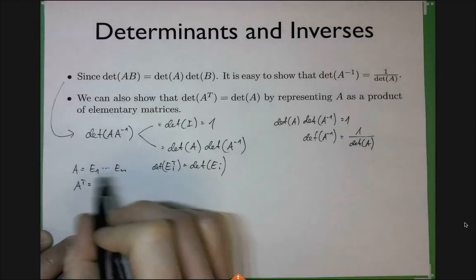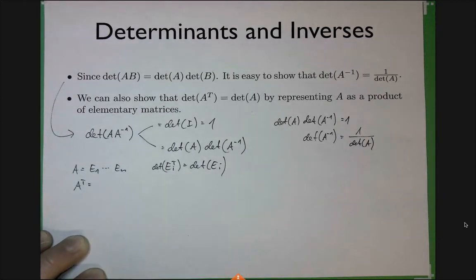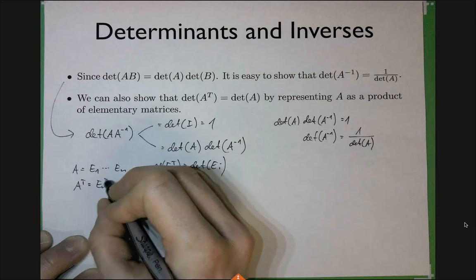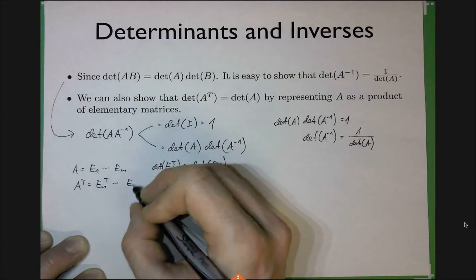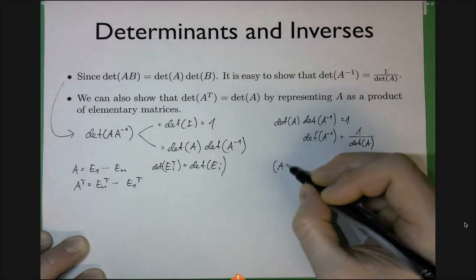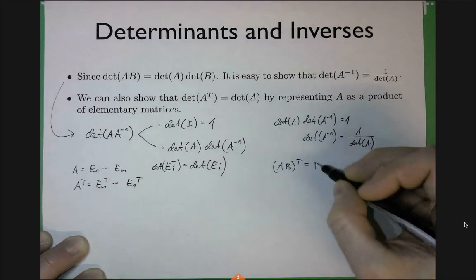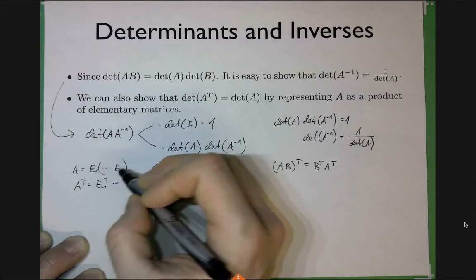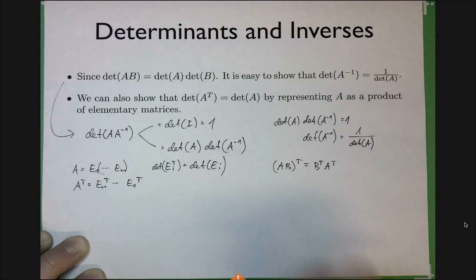If A is a product of E1 to En, A transpose will be what? Well, that's the slight trick, right? It will be flipped, it will go the other way around, because always remember this rule: (AB) transpose is B transpose A transpose. And here I'm just applying it, peeling off the products one by one.